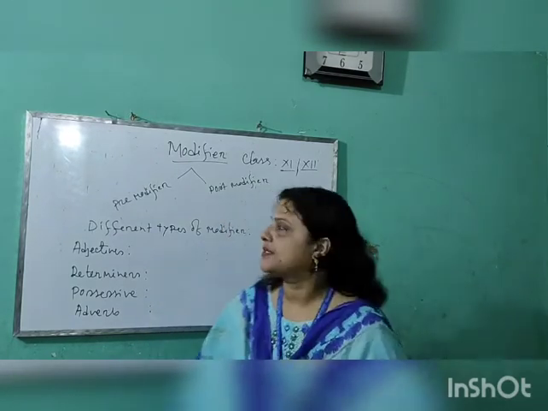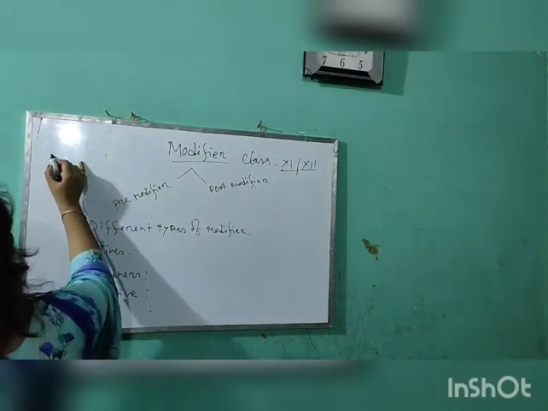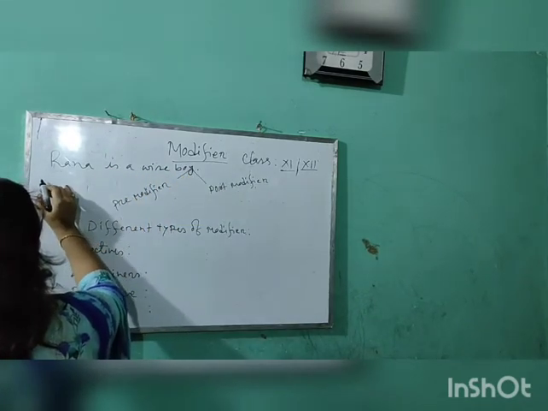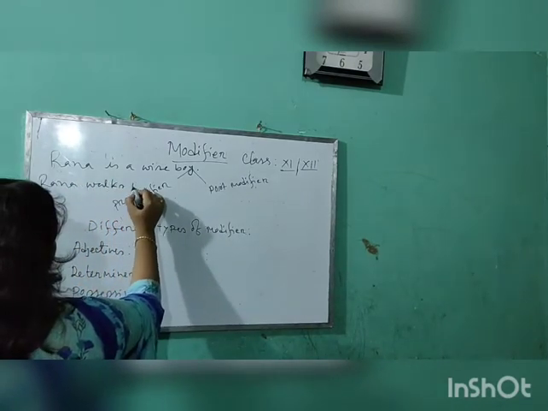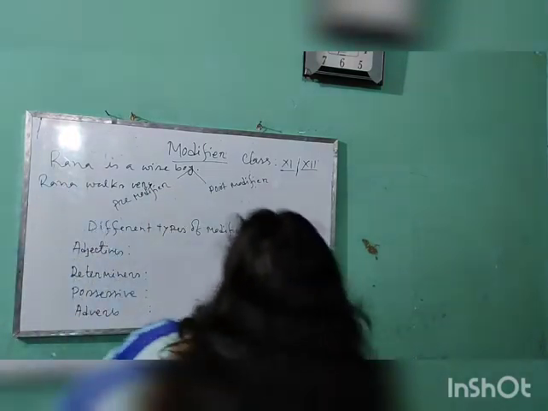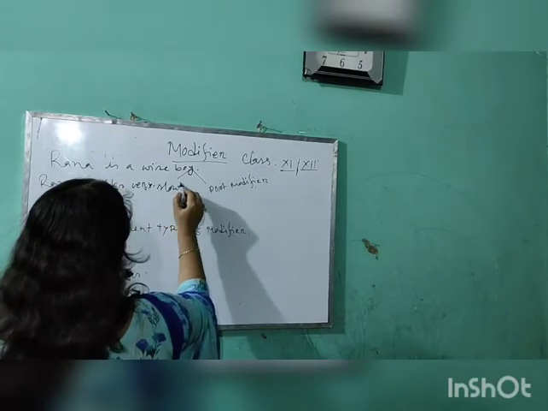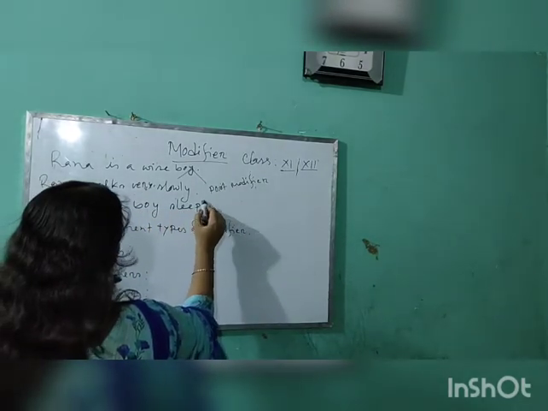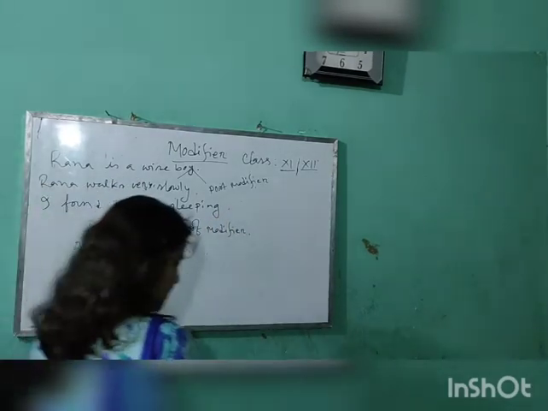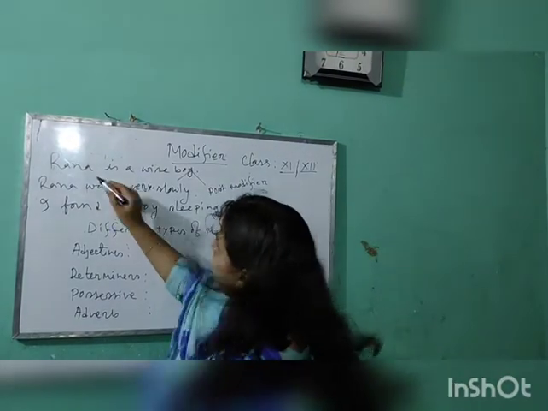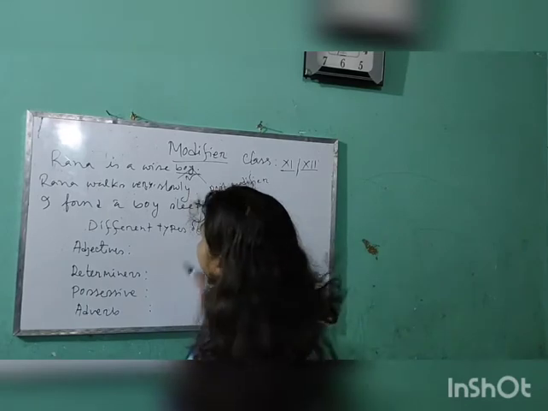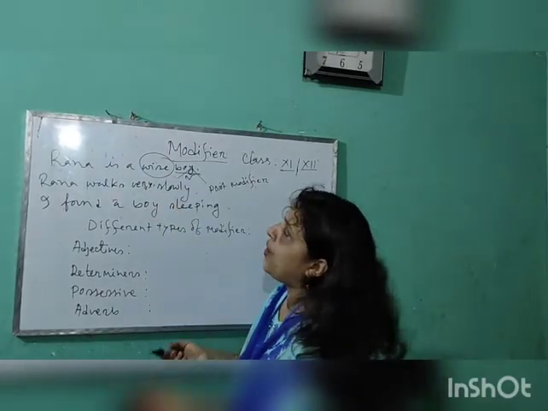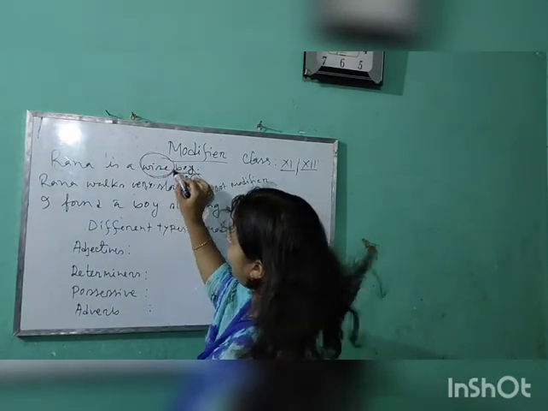Now let us see some examples. Rana is a wise boy. Rana walks very slowly. I found a boy sleeping. So see the examples. Just observe the examples. Here, Rana is a wise boy. You see, boy is a noun, and I have used a word wise. So, what kind of boy Rana is? He is a wise boy. So this is a modifier.